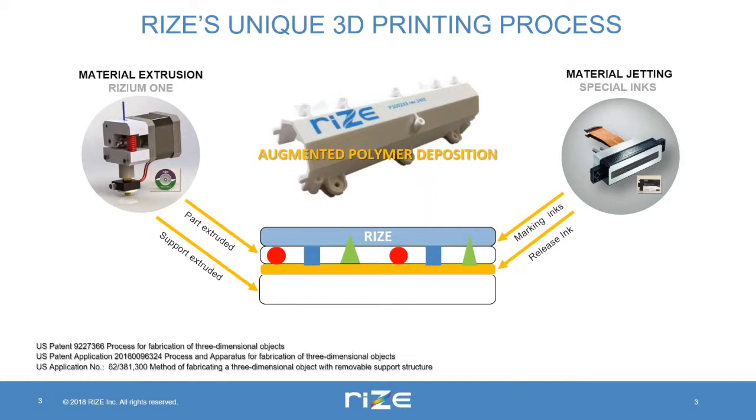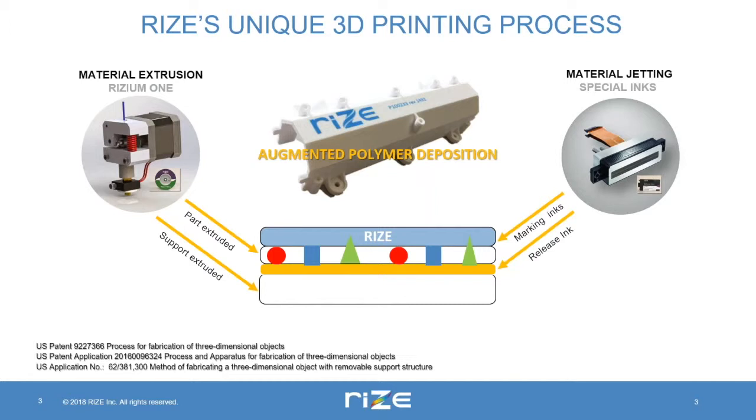Typically, the way that a print on a Rise machine will work is that you will start by extruding thermoplastic on the bottom layers, and this will create a raft and the supports required to hold up a part as you build overhangs and cavities. Then we jet a special ink that we call a release ink on the top of the support layers. And this is a special lubricant that allows the support to easily detach from the model structure despite being printed in the same thermoplastic material.